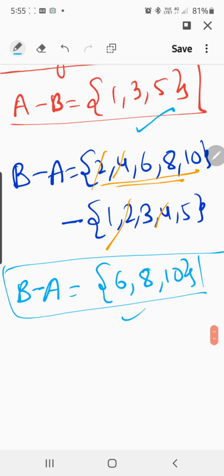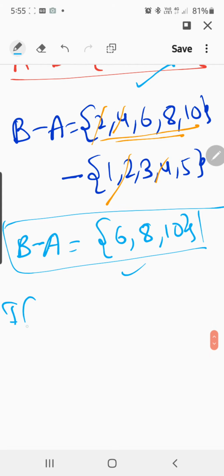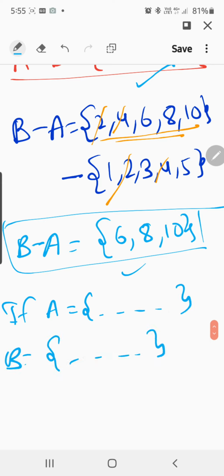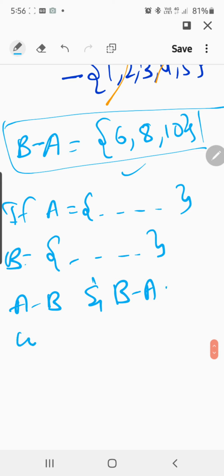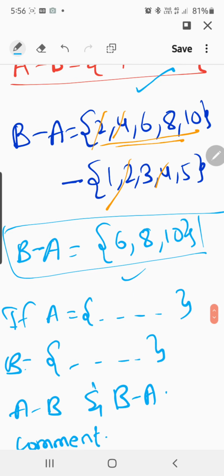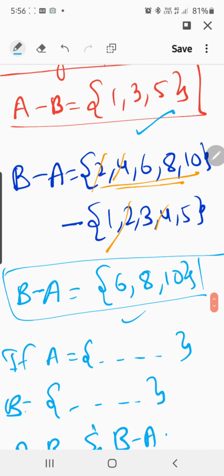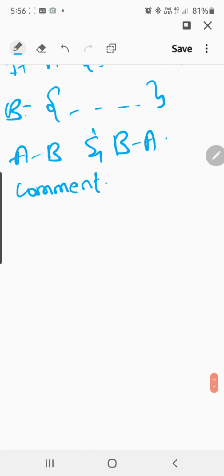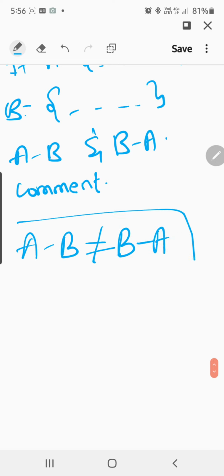For example, in an examination they will ask: if A is equal to something and B is another set equal to something, what is A minus B and B minus A? And they will ask you to comment. You can clearly say that you can easily distinguish between these two sets, that A minus B is not equal to B minus A. This will be your final answer. Hope everyone is getting it. These are all our Boolean operations.